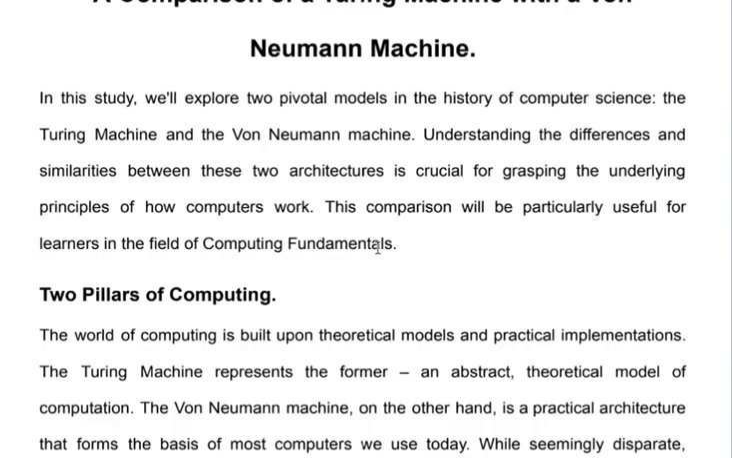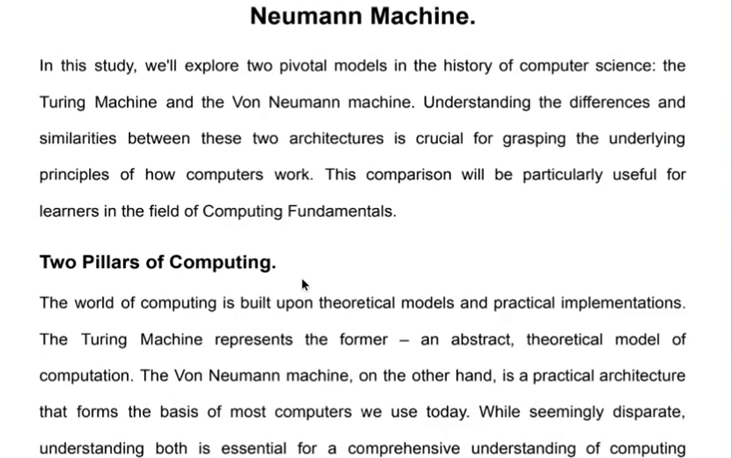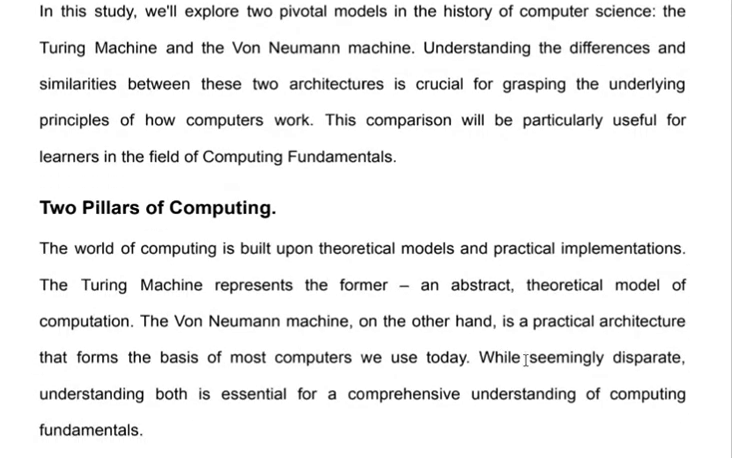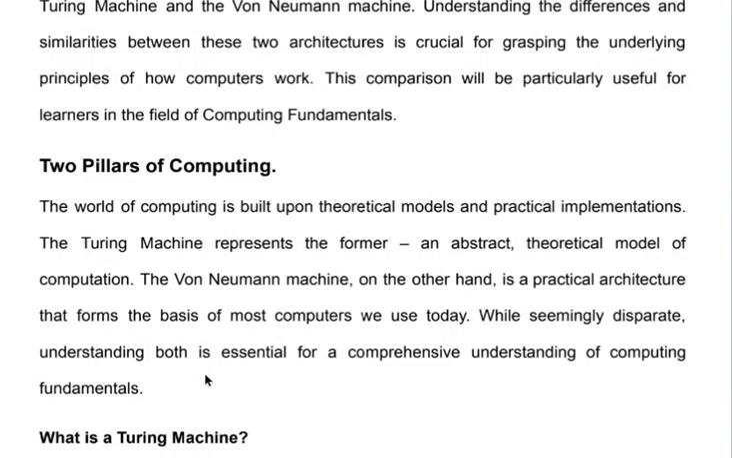Two pillars of computing. The world of computing is built upon theoretical models and practical implementations. The Turing machine represents the former, an abstract, theoretical model of computation. The von Neumann machine, on the other hand, is a practical architecture that forms the basis of most computers we use today. While seemingly disparate, understanding both is essential for a comprehensive understanding of computing fundamentals.